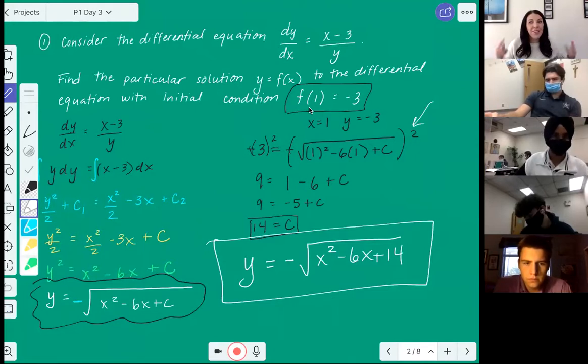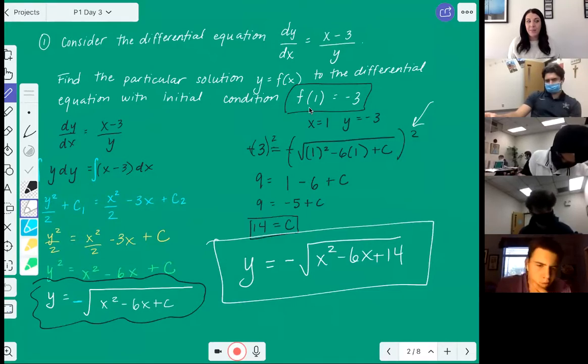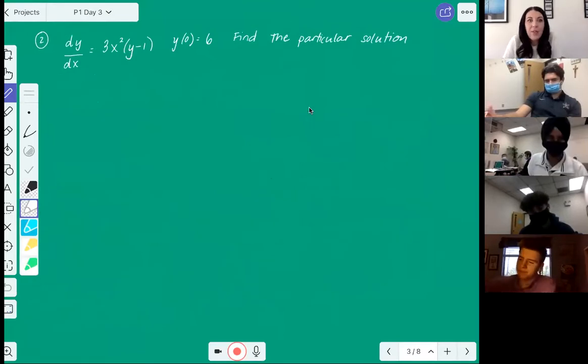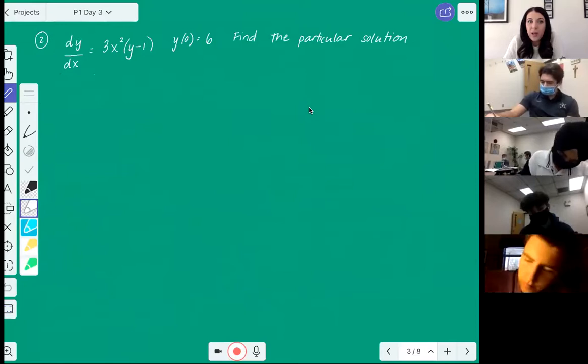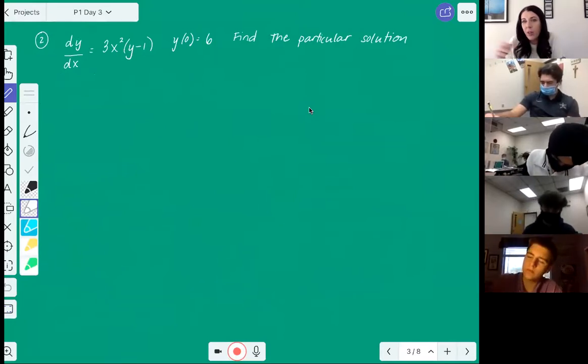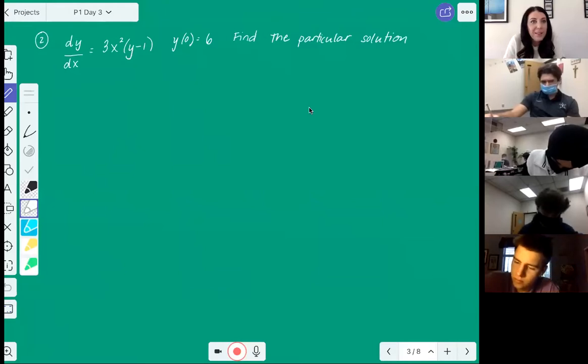Other questions? I'll give it like 30 seconds. If you have a question, if it's tickling your brain, ask. Okay, I'm going to move on. Okay, here's our next one. dy over dx equals 3x squared times y minus 1. I didn't write out all the words this time. I got lazy. It would be the same kind of words as question 1. And then it gives us our initial condition y of 0 equals 6.